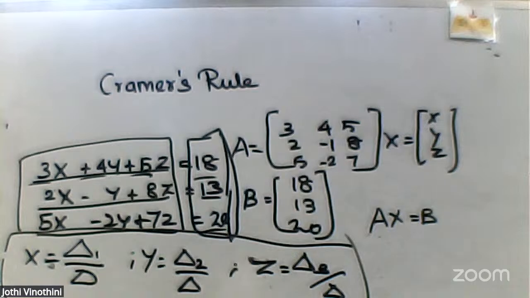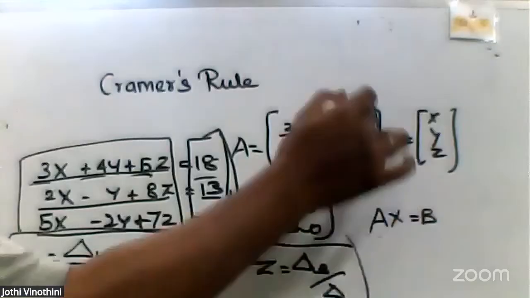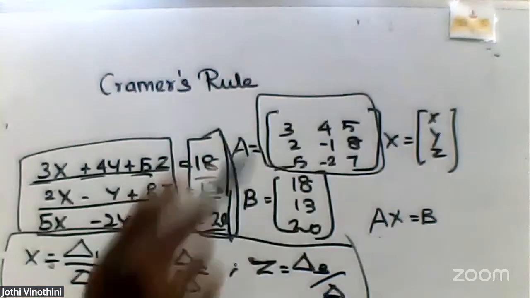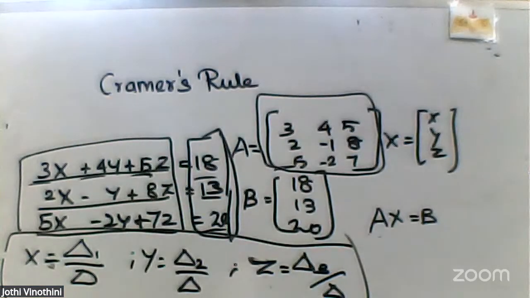We take these three matrices and start solving this sum. By taking del for these matrices, we find del 1, del 2, and del 3 by replacing C1, C2, C3 by the elements of B, and we find the values of x, y, and z. This is what Cramer's rule is, right? Right. So I hope you are clear with Cramer's rule and today's lessons and the sums we solved.